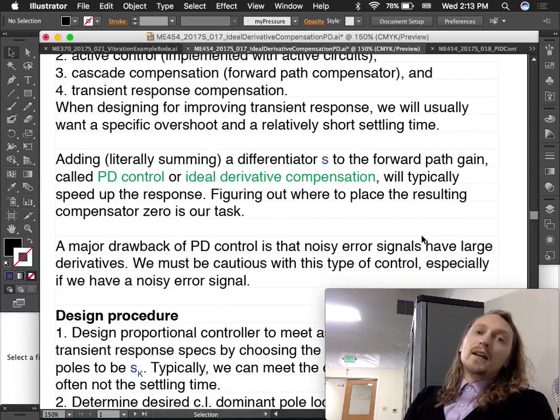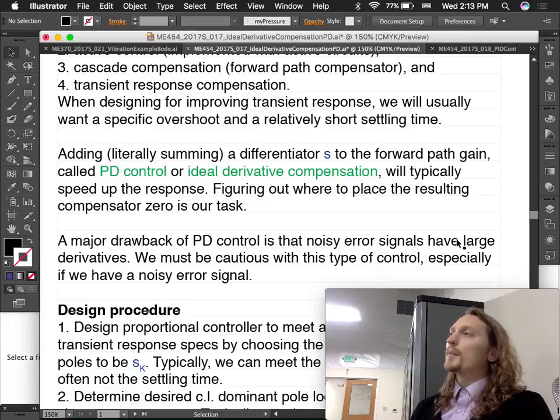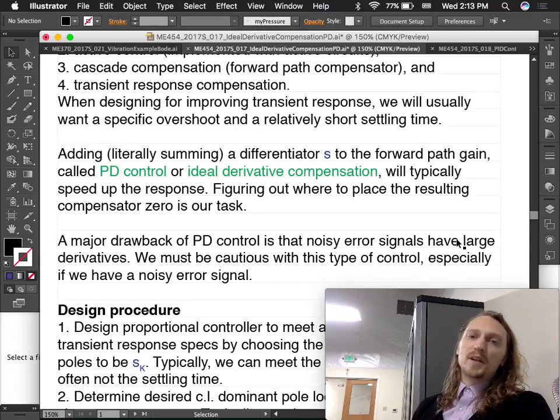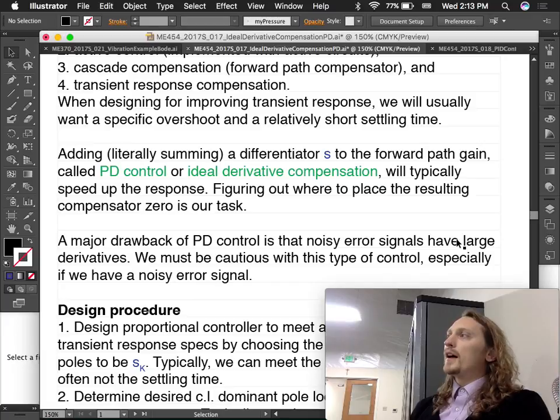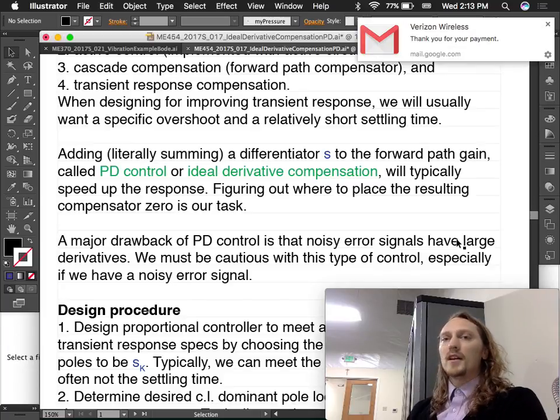So adding, and by that I mean literally summing, a differentiator s to the forward path gain is called PD control or ideal derivative compensation, and it will typically speed up the response. It's not universally true, but typically if you put in a differentiator, it's going to speed up the response. The idea is that if you put in a differentiator s, you're adding a term to your control effort.